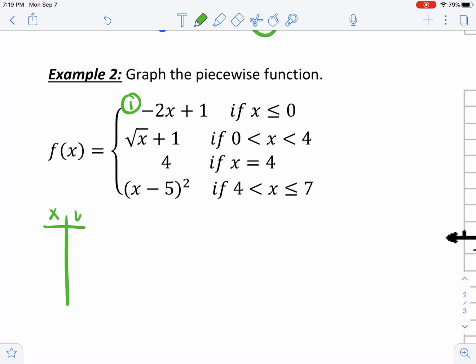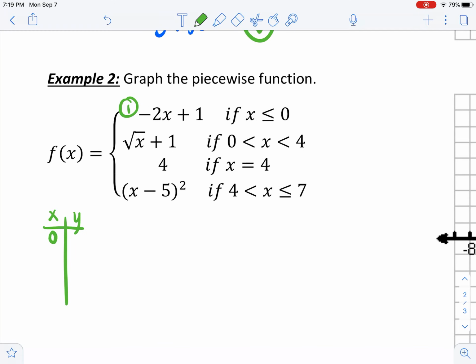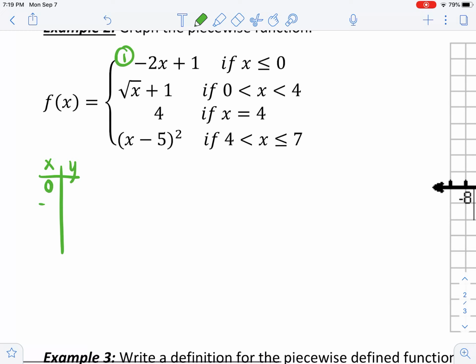Table of values, x, y. I'm going to look to see what values I'm plugging in. This says x values less than or equal to 0. So I'm going to put down 0, and now I'm going to put down values less than or equal to 0. So negative 1, negative 2, negative 3. Hopefully that's enough. If I need more, I'll plug in more. All right, so I'm going to plug in 0. Negative 2 times 0 plus 1 is 1. Plug in negative 1, I get 3. I get 5, and I get 7.